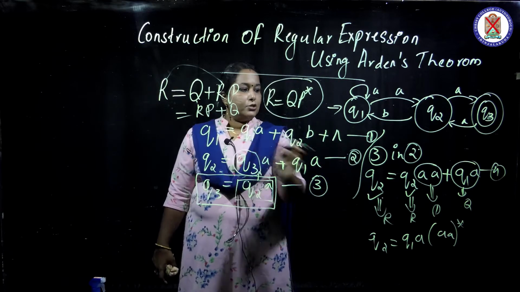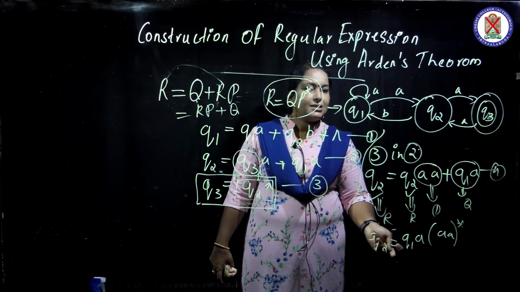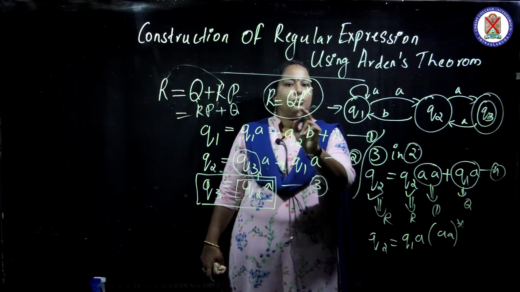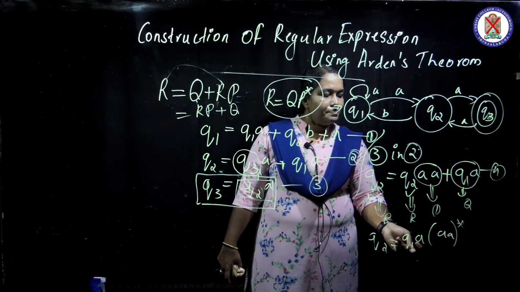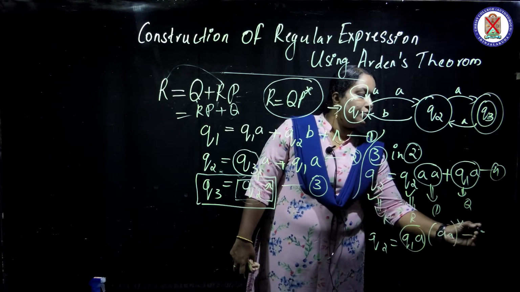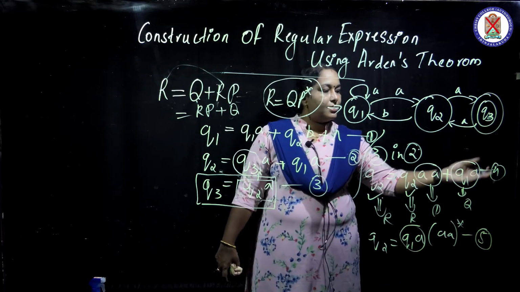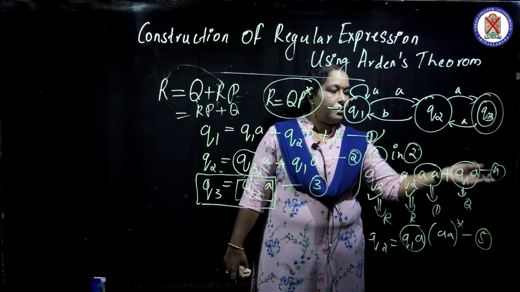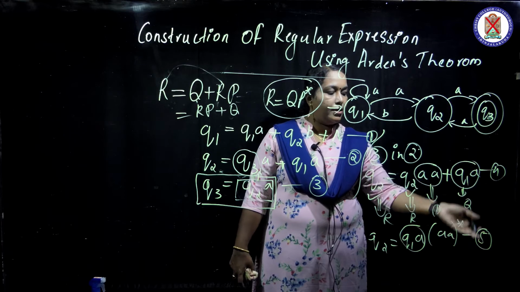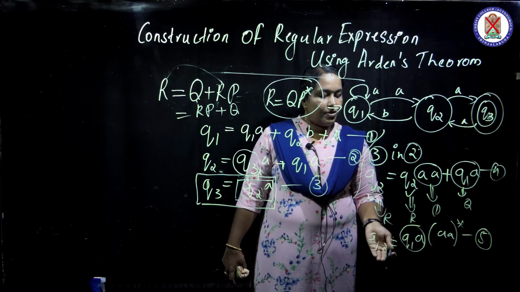So R is equal to Q plus RP. Then R can be written as QP star. So Q is this and P star. Okay, this is equation number 5. You can number it as 4 also, but for understanding I made another number. This is equation number 5. So look at equation number 5.